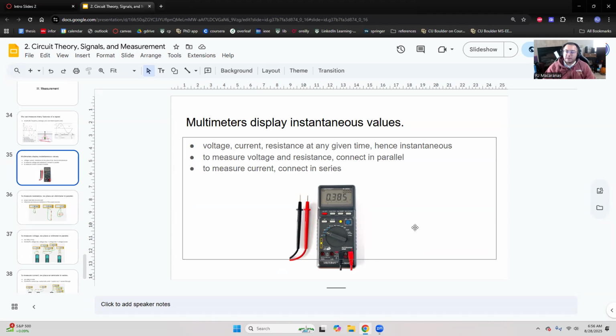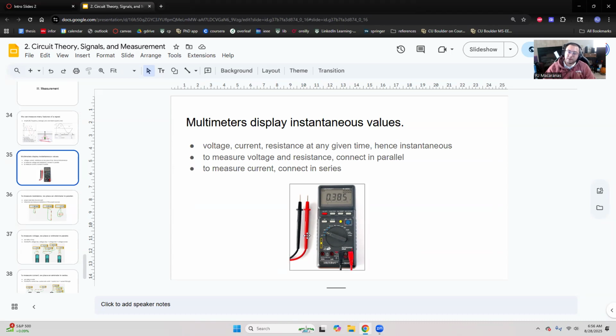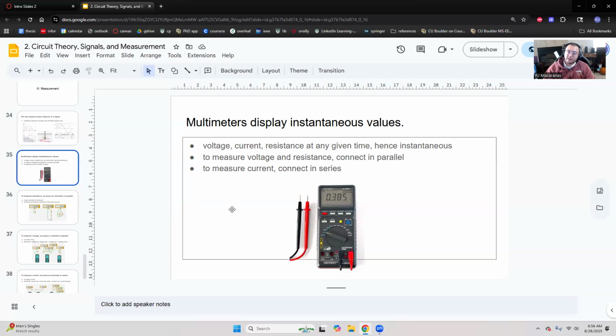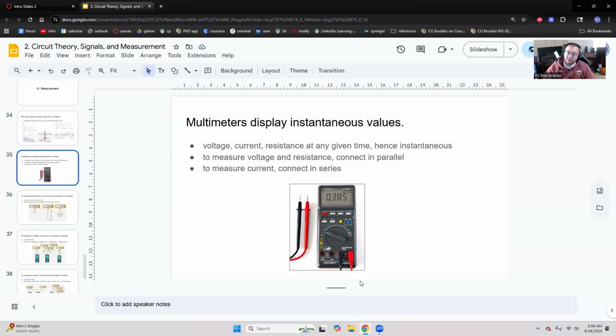For resistance, we connect it in parallel because we're measuring resistance between 2 points again. And so just by the physical properties of resistance, we need to connect it in parallel to measure it properly. And then to measure current, we actually need to connect this meter in series, right? And so oftentimes that involves breaking up the circuit and fiddling with this multimeter, trying to put it into the circuit, just in order to measure current.